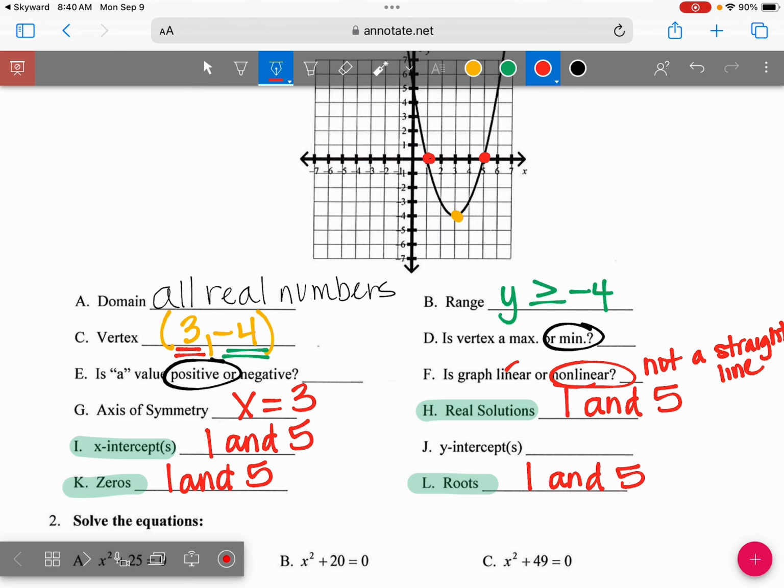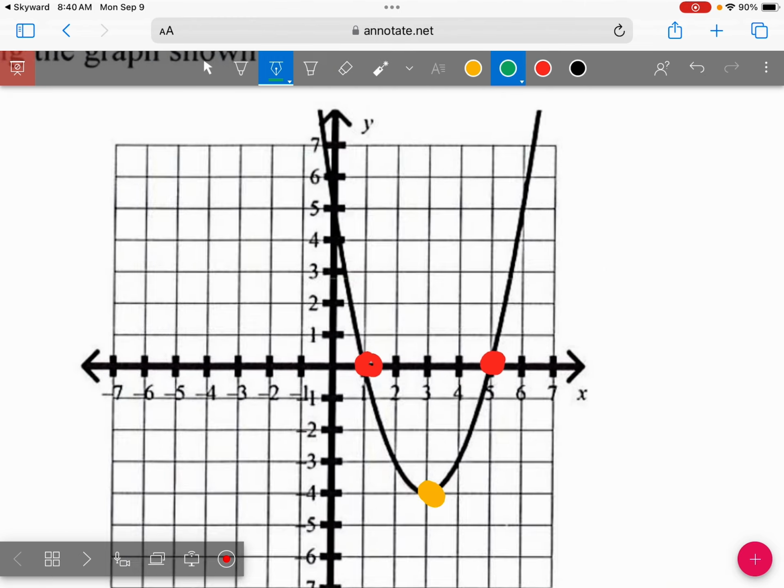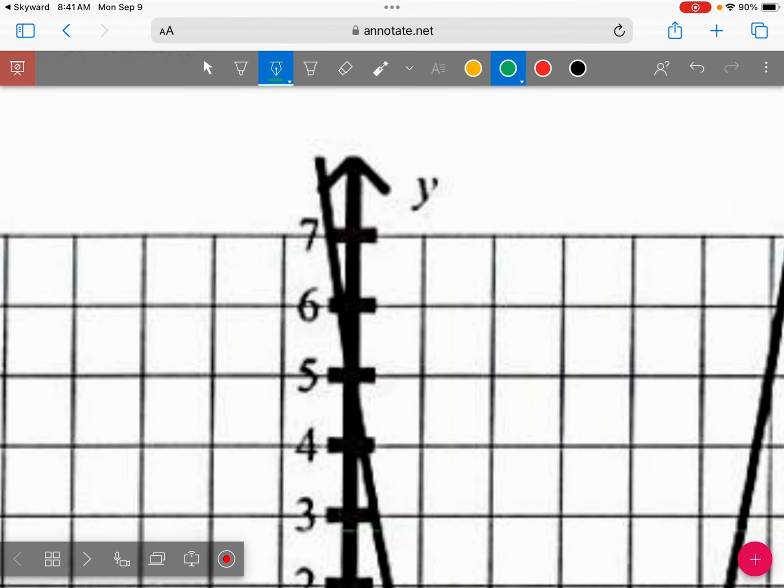Yes. Sure. The y-intercept, if I zoom in really closely, it crosses the y-axis right here.